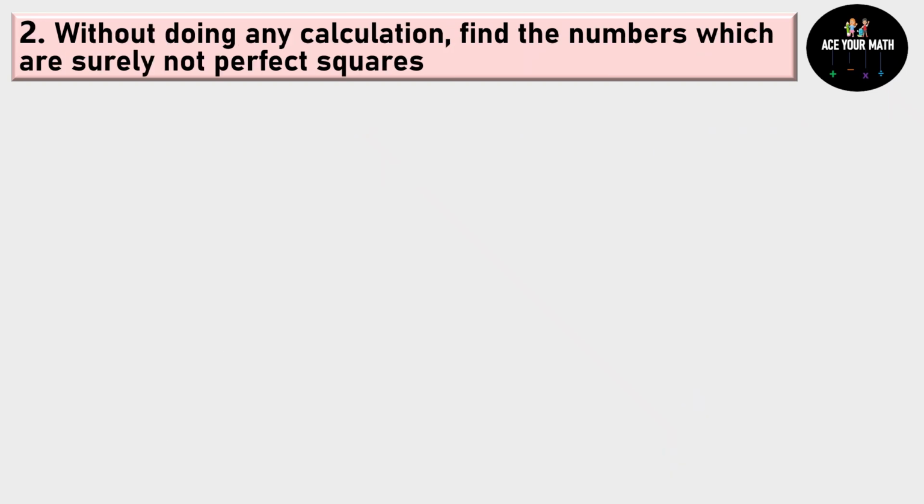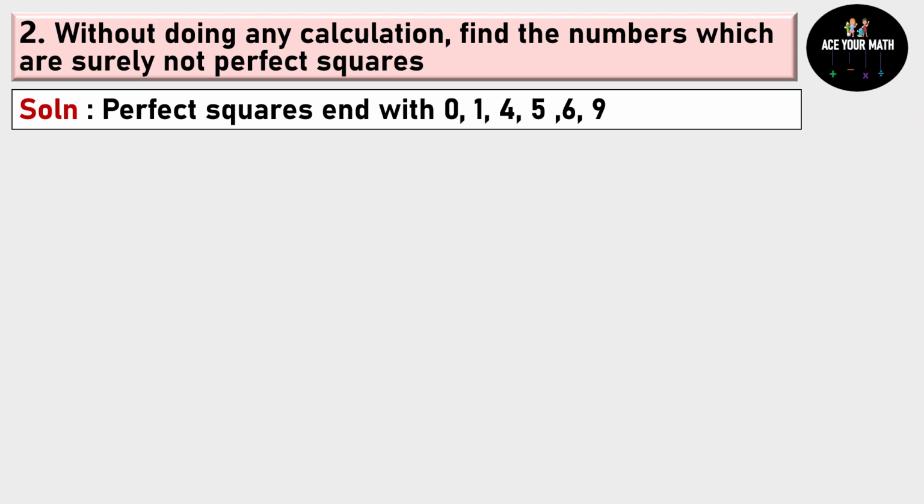Now look at the second question. Without doing any calculation, find the numbers which are surely not perfect squares. So no need to do any calculation. By just looking at the number, you can explain why the given number is not a perfect square. See, perfect squares always end with these digits only: either 0 or 1 or 4 or 5 or 6 or 9. So what you will do, you will just look at the unit digit.